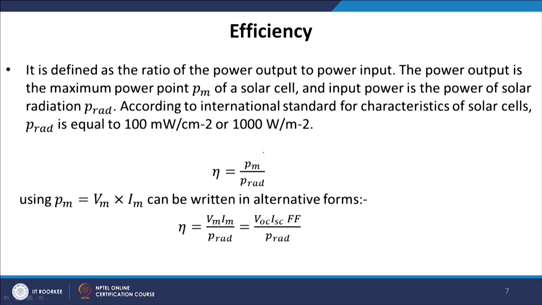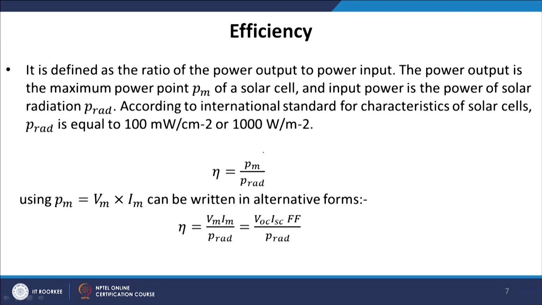As we said, efficiency is defined as the ratio of the power output to the power input. Like all engines, they provide some kind of power output when you put in some power input. A solar cell also takes this power input from the solar radiation, and what it does is convert the light energy to electrical energy, and this electrical energy comes in terms of current and voltage, and this product of current and voltage we call power. The power output is the maximum power point PM of a solar cell, and the input power is the power of solar radiation, P radiation. According to the international standard for characterization of solar cells, P radiation is equal to 1000 milliwatt per centimeter square or 1000 watt per meter square.